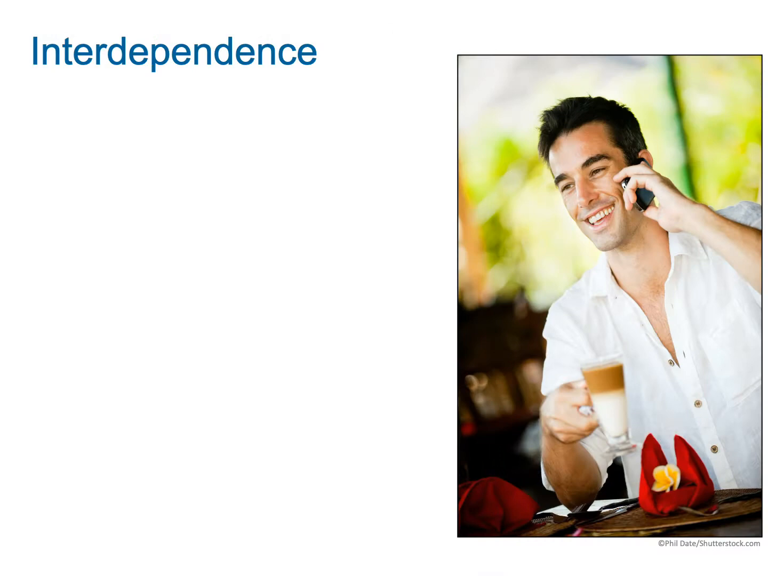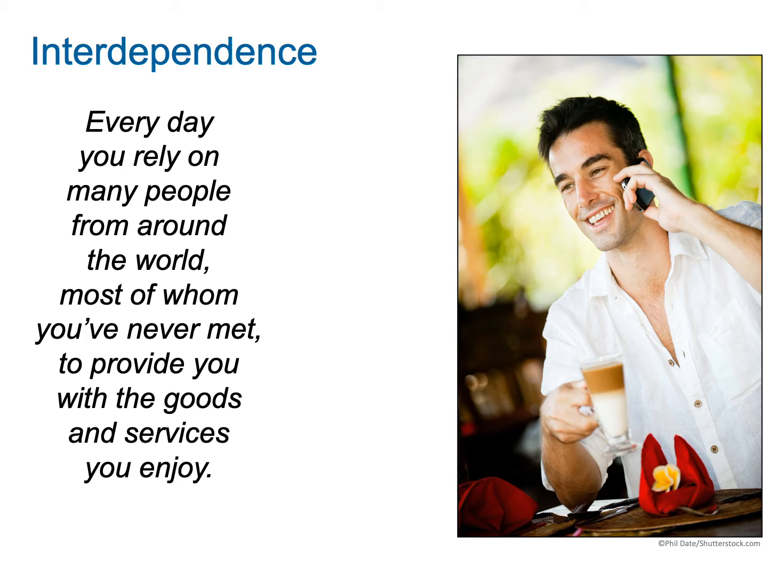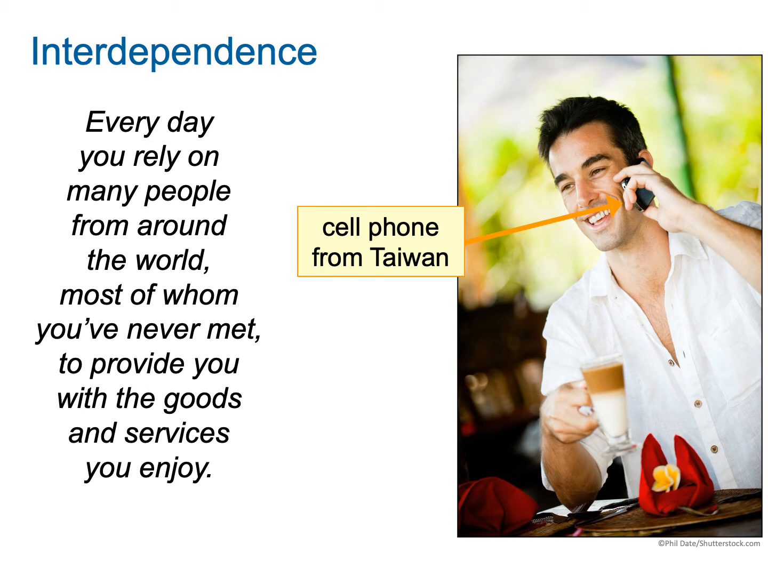Now, as far as interdependence goes, that's just recognizing the fact that every day, everything that you do, you are taking advantage of the fact that many people, many of whom you've never met, are working to provide the things that you use in life, right? So we see this picture of this guy here. He's got his cell phone here. So, of course, that was built using labor and parts from perhaps Taiwan or China or Korea, perhaps.